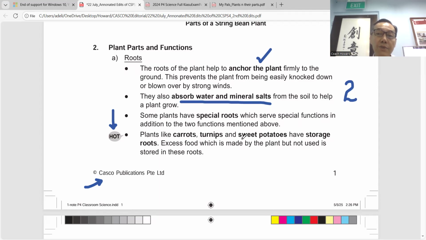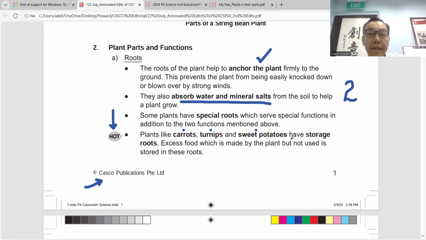So earlier, one of my students asked me, hey, Mr. Yu, is carrot roots or carrot stem? So I told the student, carrots, turnip, sweet potato, they are storage roots. That means besides anchoring the plant to the soil, and besides absorbing water, these plants, the carrots, the turnips, sweet potato, they store the excess food. So for example, there's one student, her name is Yvette. Yvette, when you eat the carrot, you are actually eating the roots of the carrot. And I have another student called Adeline. Adeline, whenever you eat sweet potato, you're actually eating the storage roots.